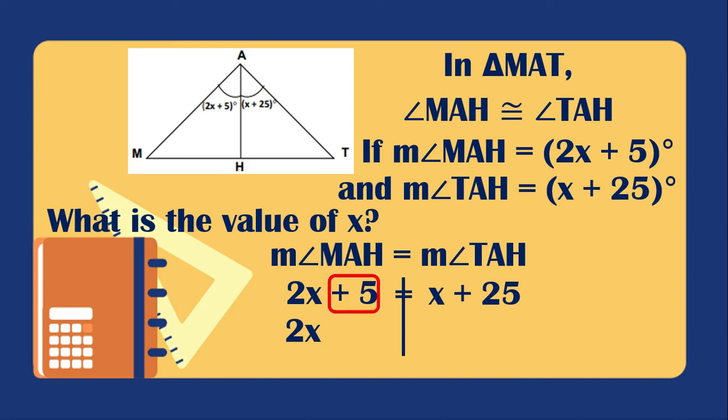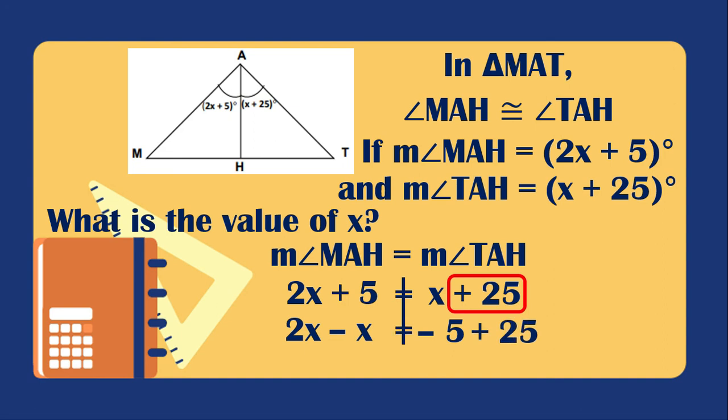How about 5? We need to transpose positive 5 to the right side, so it will become negative 5. And then the next one, we have x. Do we need to transpose x? Yes. So that is negative x. And then we have positive 25, so we will just copy positive 25. Afterwards, we will combine like terms. We have 2x minus x, that is x. And then negative 5 plus 25: unlike signs, subtract and copy the sign of the bigger number. So we have 20. We already have the value of x, which is 20.